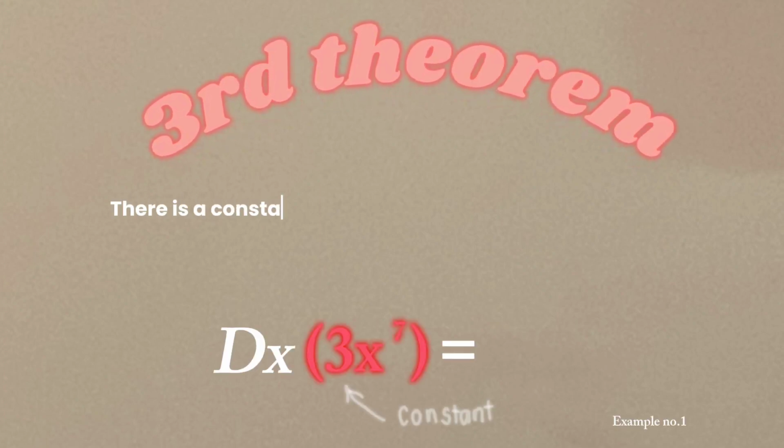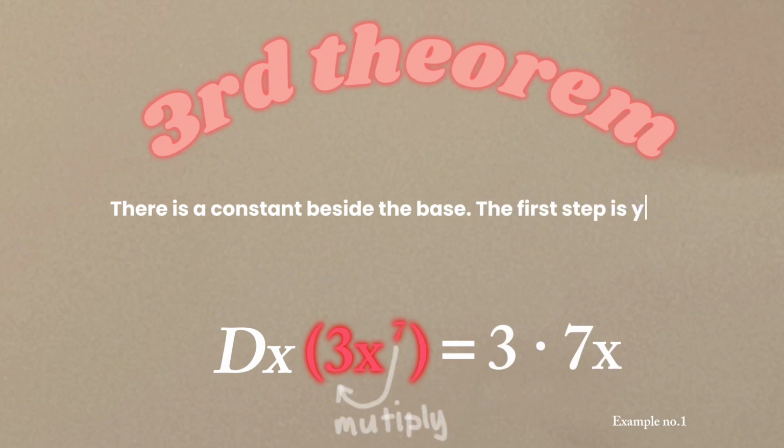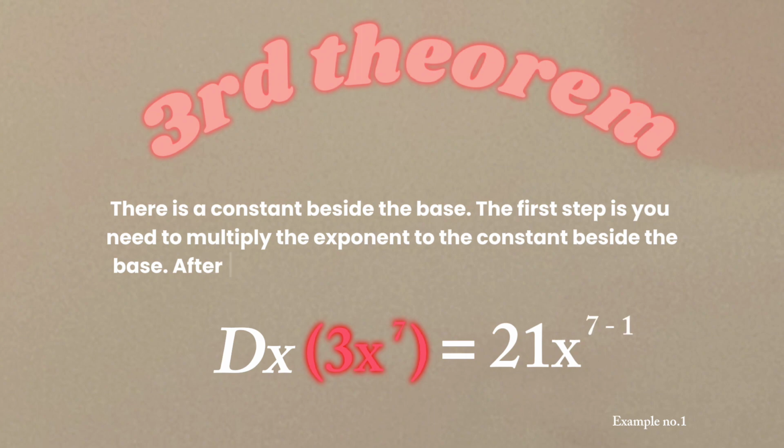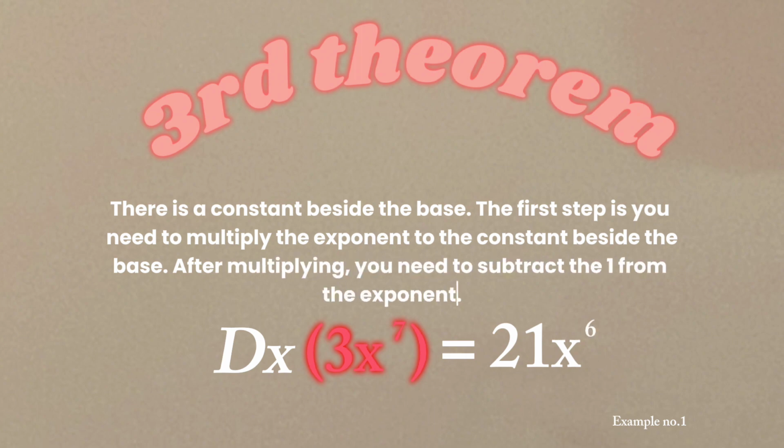The third theorem is almost the same as the second theorem, but the difference is that there is a constant beside the base. The first step is you need to multiply the exponent to the constant beside the base. After multiplying, you need to subtract the 1 from the exponent.